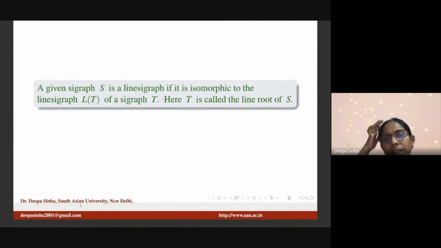Any given sign graph is a line sign graph if it is isomorphic to the line sign graph of some sign graph T. This T will be called the root of the line sign graph, or sometimes the line root of S.